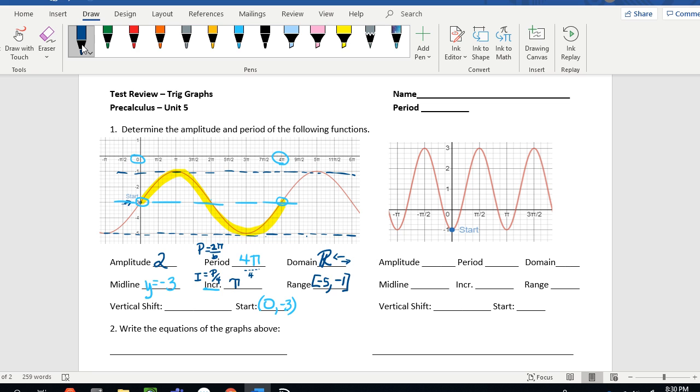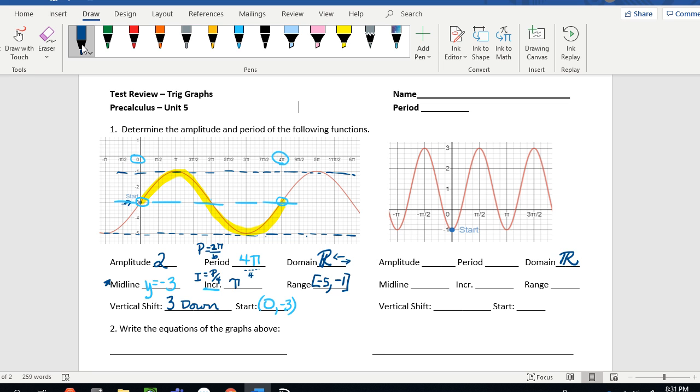Now the domain, I could already go over here. I don't even care what it is. Domain is all real numbers. Okay. Vertical shift. Well, it went down because of this going down for your midline going down to 3. The vertical shift was 3 down.